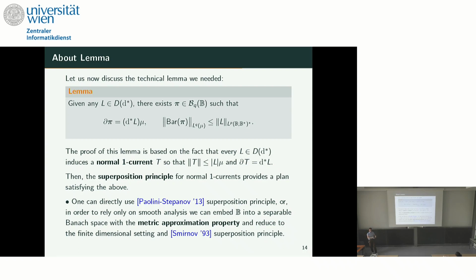So you can reduce your problem there, use the Smirnov superposition principle and the currents, which are currents in the sense of Federer-Fleming, and then pass to the limit as this sequence is approximating every point in your Banach space. So this is what we do, but this is maybe the more technical part of this. So this is how you prove this lemma.